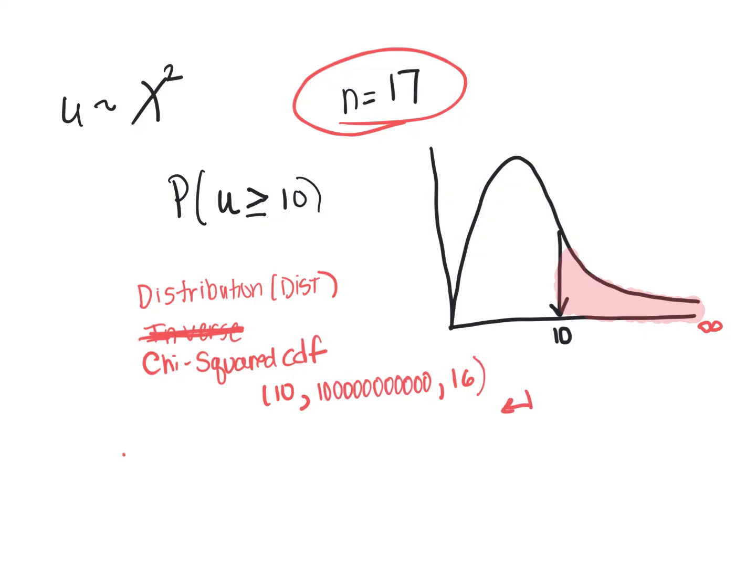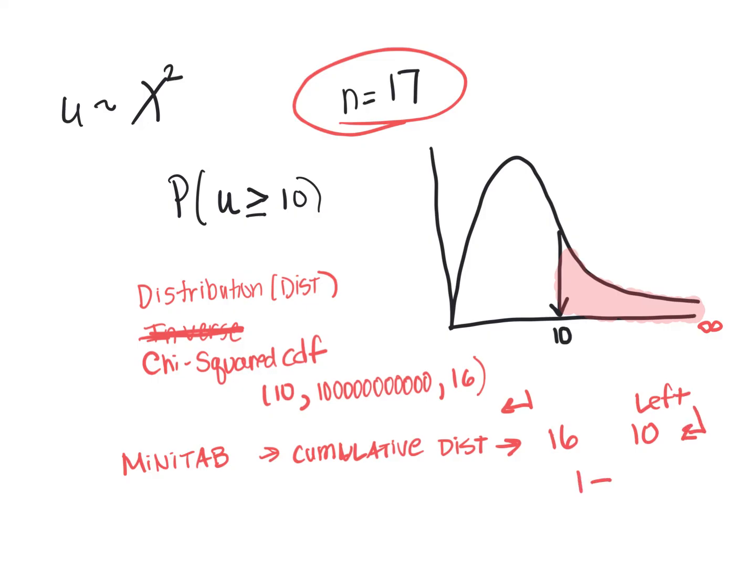I can do the same thing in Minitab. I go to cumulative distribution. Then I put in the parameter of degrees of freedom is 16, and it'll say for like an exact value or whatnot, and I'll put in 10, and it always gives me the left tail and not the right tail. So then I'll have to take that answer and go 1 minus my answer, and that will give me what I need.